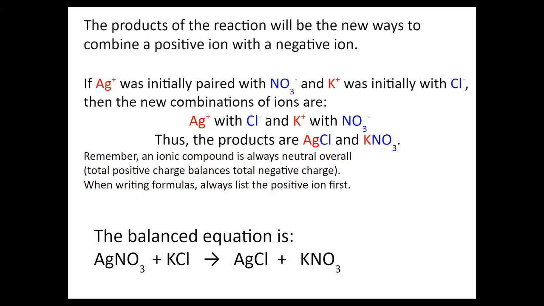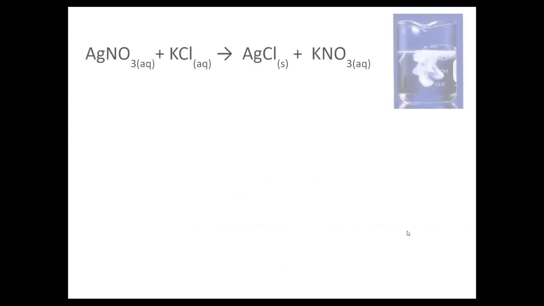Now the new part. Oh, by the way, this equation as written is balanced because there's 1 silver on the left side and 1 silver on the right. There's 1 nitrogen on the left. There's 1 nitrogen on the right. There's 3 oxygens on the left, 3 oxygens on the right. There's 1 potassium on the left, 1 potassium on the right, and 1 chlorine on the left and 1 chlorine on the right. So we have a balanced equation. No coefficients need to be written.